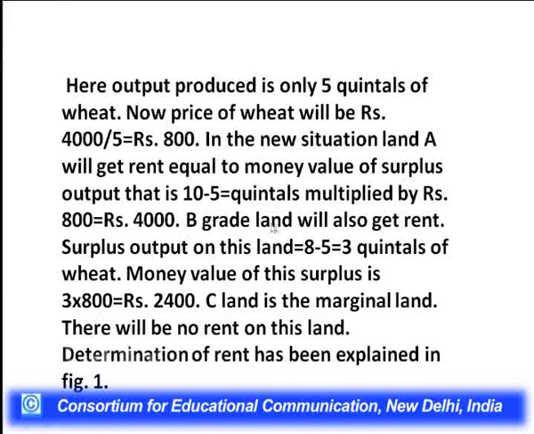B grade land will also get rent. Surplus output on this land is 8 minus 5, which is 3 quintals of wheat. So the money value of this surplus is 3 multiplied by 800, which is equal to rupees 2,400. So C land is the marginal land. There will be no rent on this land, and this determination of rent has been explained in figure 1.